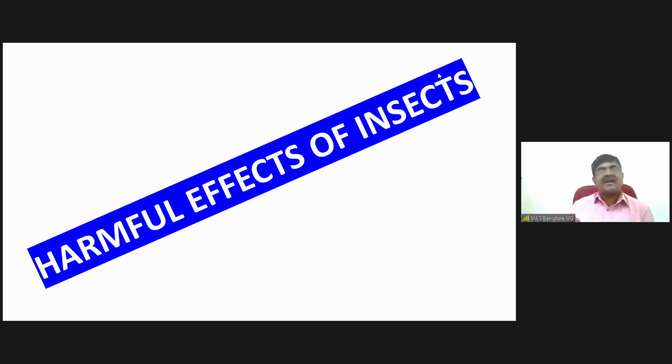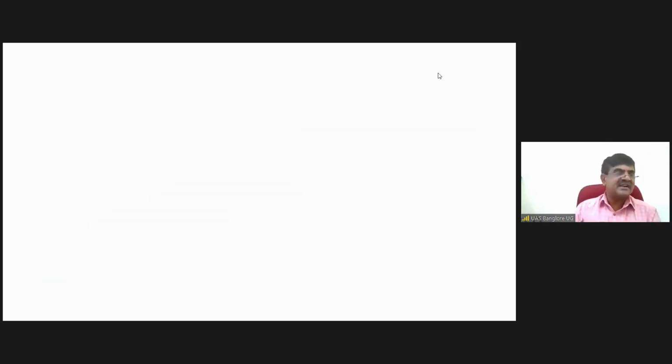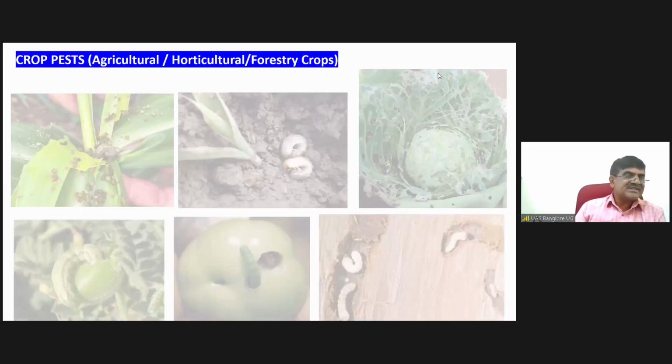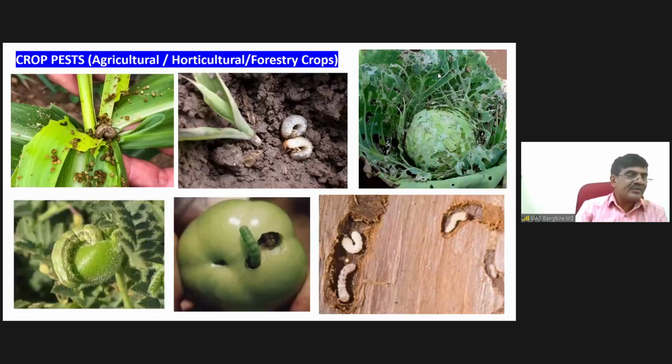Coming to the other important aspects of insects, insects are both harmful as well as beneficial to human beings. So which are the harmful effects of insects? Most of the insects act as crop pests of agricultural crops, horticultural crops, or forestry crops.